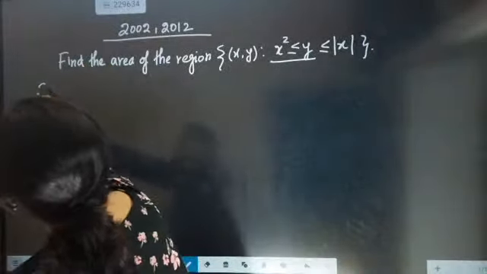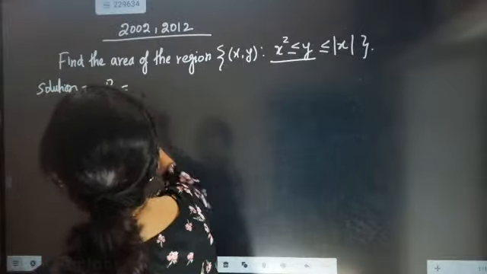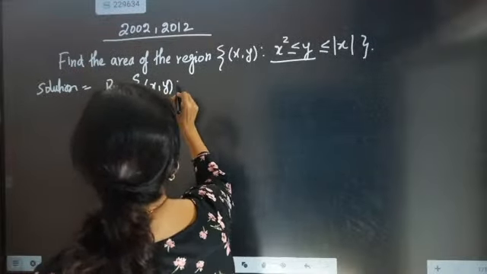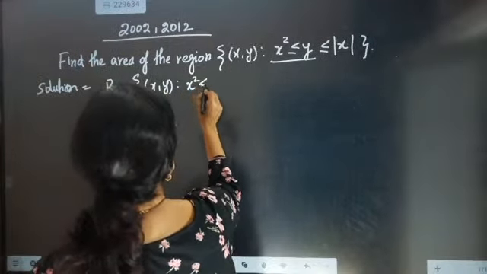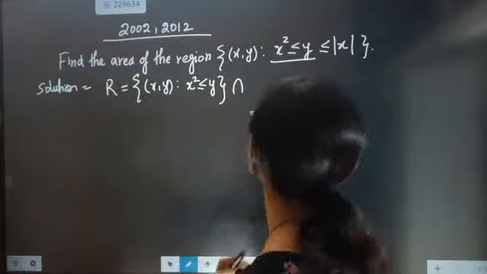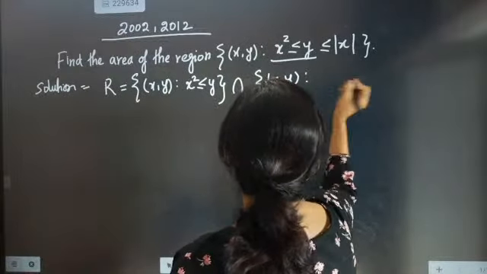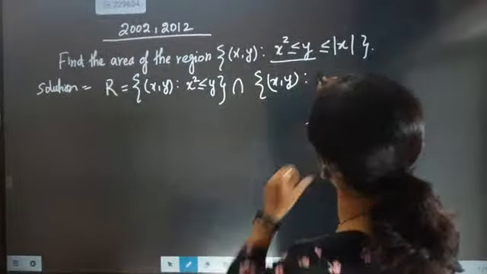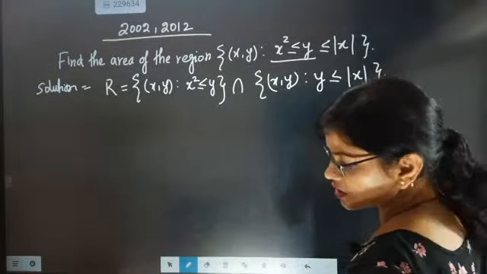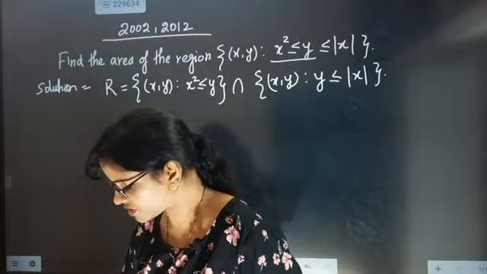First work is in the solution section. We will say that the region will be divided into two parts. The first region will be {(x, y)} such that x² ≤ y, intersection, and the second region will be {(x, y)} such that y ≤ |x|. So these will be the two regions. Now based on these two regions, we have to solve the question.